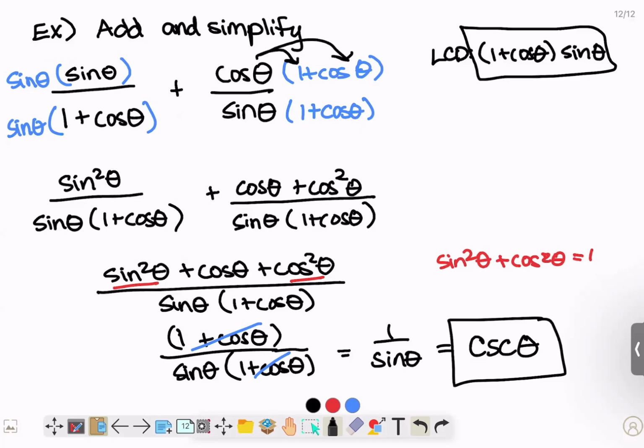That is really going to benefit you in calculus. If you had to find the derivative of this, what we started with, it's going to be way easier to just find the derivative of cosecant.